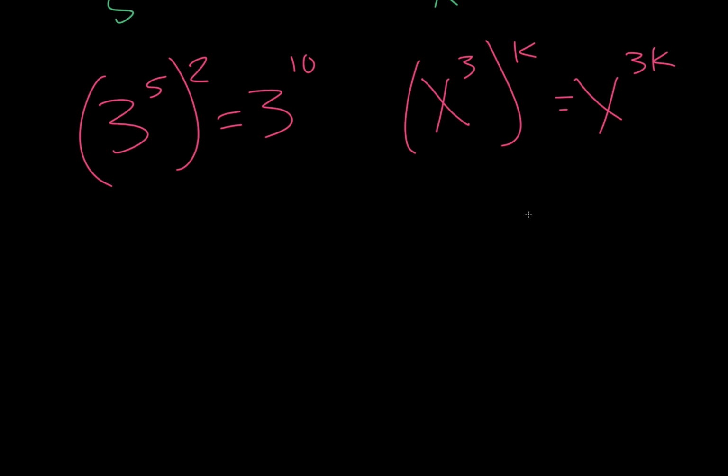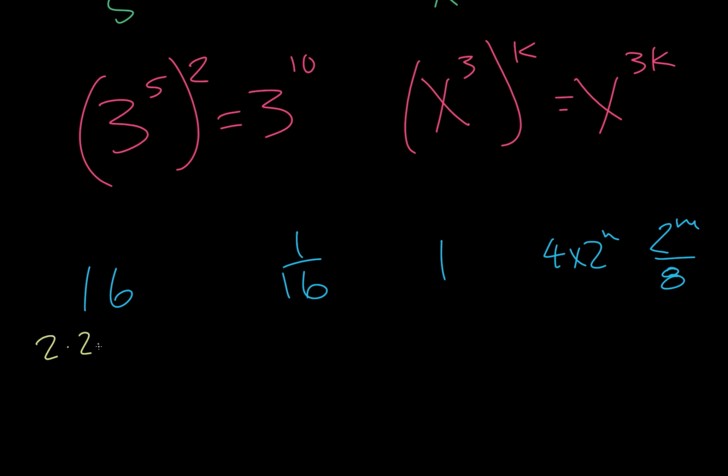Okay, now we're moving on to example 12, and it says write as a power of 2. So we've got to do it to 16, 1 over 16, 1, 4 times 2 to the n, and 2 to the m over 8. Okay, so 16, we can just kind of go through. So it's 2 times 2 gives us 4, times 2 again gives us 8, times 2 again gives us 16, so that must be 2 to the 4.